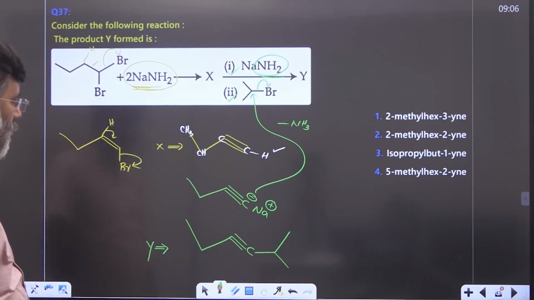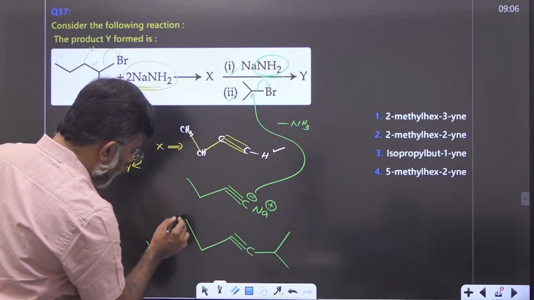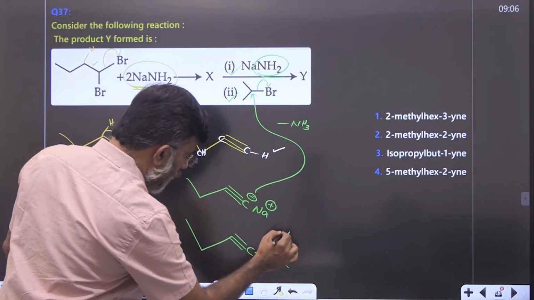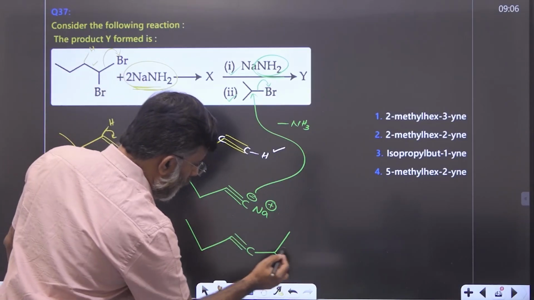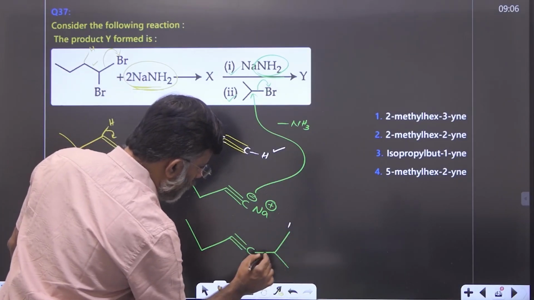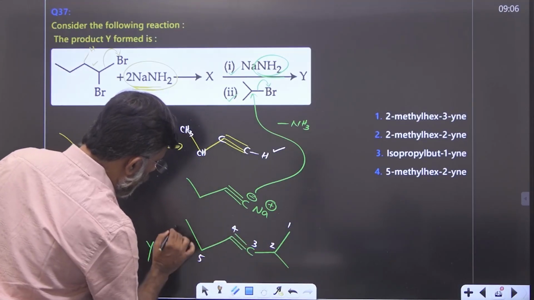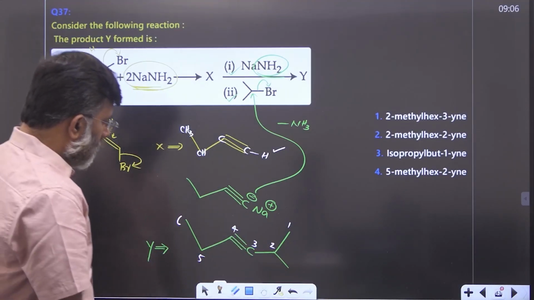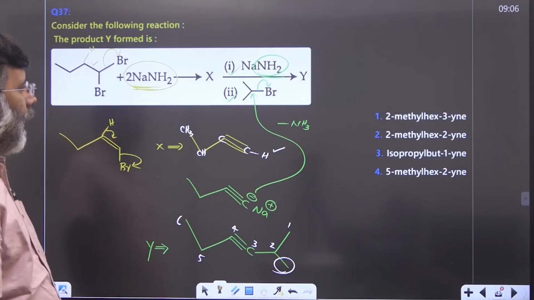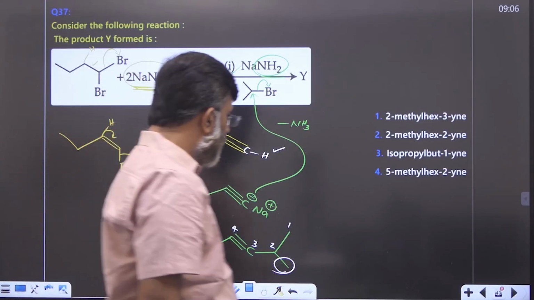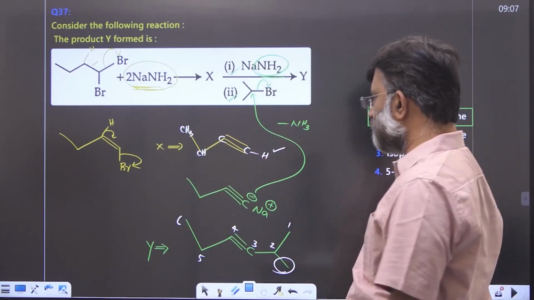And what will be the name of this compound? 1, 2, 3. So for a triple bond, both numberings are the same. Here we have a branching, so I am numbering from this side: 1, 2, 3, 4, 5, 6. So it will be 2-methylhex-3-yne. The first option is the correct one.